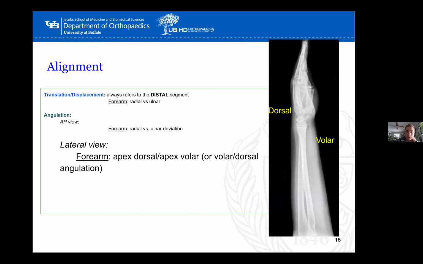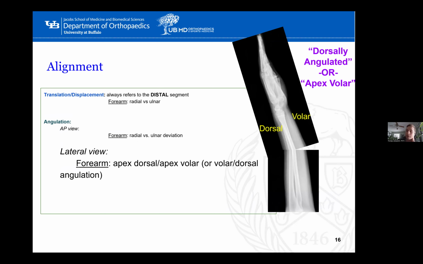And then we can talk about alignment too. In the lateral, this is more so where we talk about apex volar or apex dorsal, but you can also talk about volar or dorsal angulation. So in this case, if we have a fracture where this is a more common fracture pattern in like a younger kid, I think with a greenstick fracture, we could have an apex volar or we could have a dorsally angulated forearm fracture.